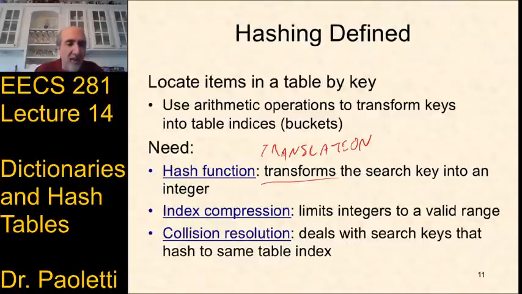We've got to have a translation function to turn some other type into an integer, and then we need a compression function to limit that integer to being a valid index. And like we mentioned, eventually we're going to have to deal with collisions. Today, we're going to talk about the important ideas in making a hash table, and the transformation and compression. Next time we'll talk about collision resolution and how to deal with that.